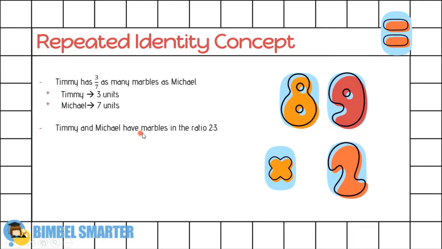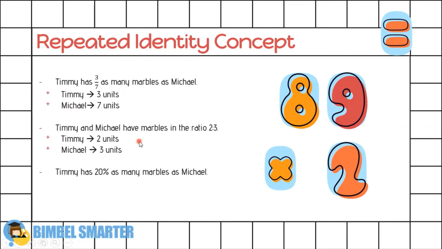Timmy and Michael have marbles in the ratio 2 to 3. That means Timmy has the first ratio and Michael has the second ratio. Yes, that's right. Timmy has 2 units and Michael has 3 units. Easy, right?